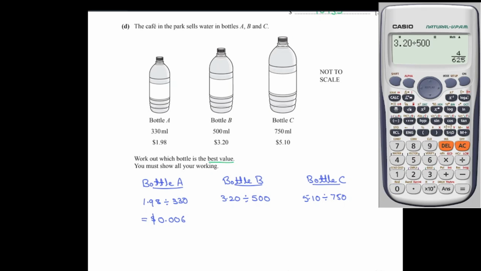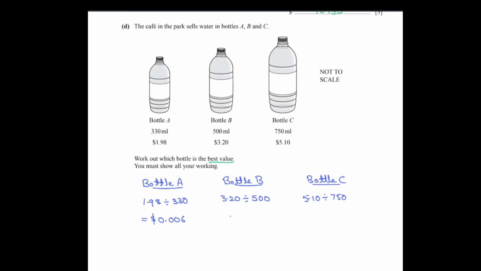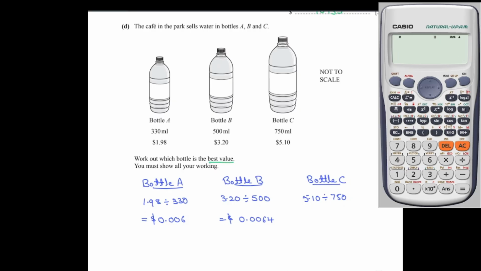For this, what is the value for each milliliter? 6.4 into 10 raised to minus 3, so it will be 0.0064. Next, find out for bottle C also the same way.